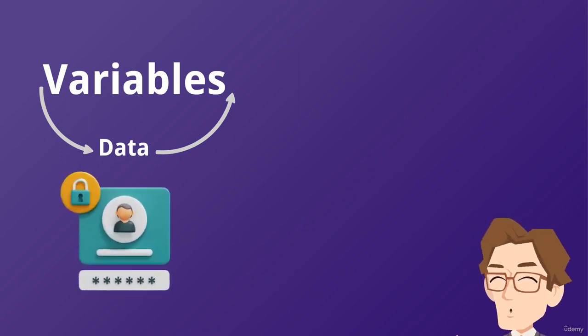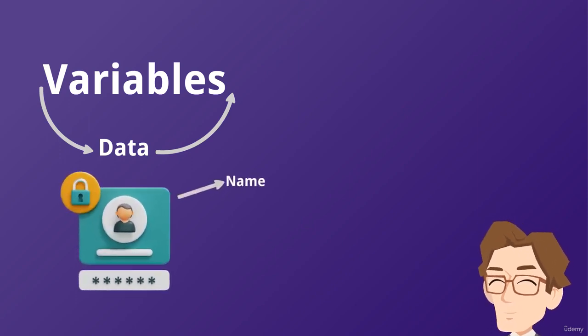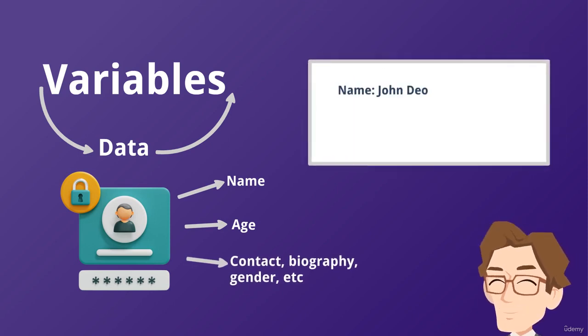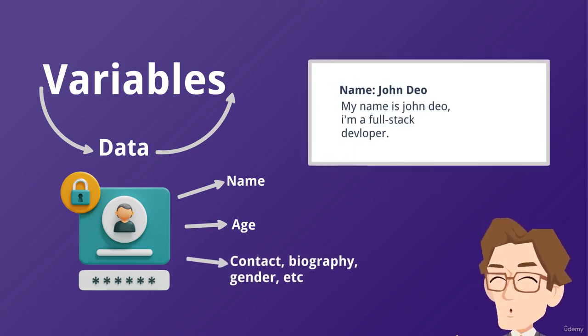We need to create variables which will store the user's name, age, and other basic information about the user. Anytime we need the user's name or other information about the user, we can simply call our variables to grab that information.